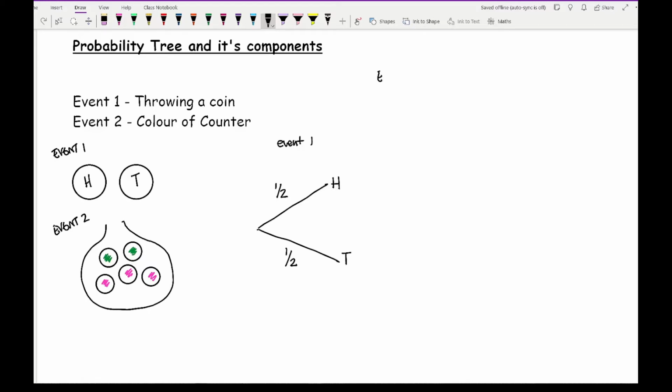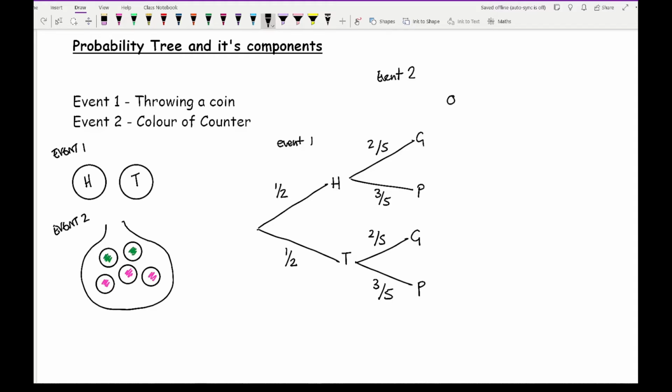Now event 2 is picking a counter. Again, I've got two possible options: it's either going to be green or it's going to be pink, and the probability of picking a green is going to be 2 out of 5, and the probability of picking a pink is going to be 3 out of 5. Then completing the diagram, if I threw a tail on the coin, then again the two possible outcomes are green and pink, and the probability of a green is 2/5 and the probability of pink is 3/5.